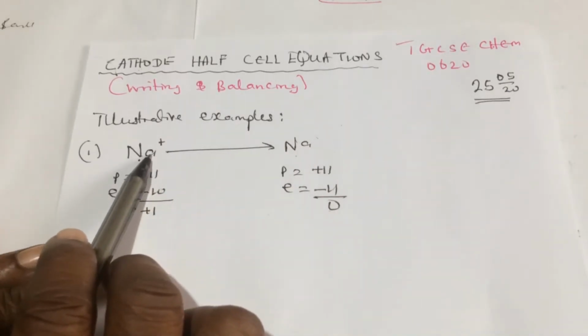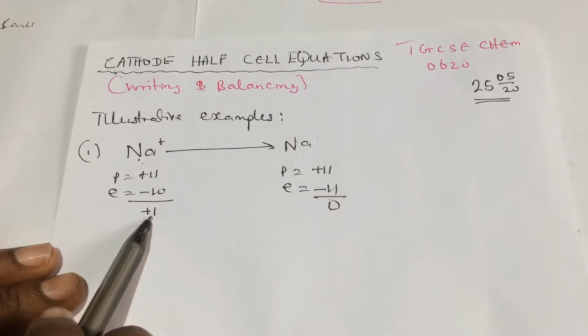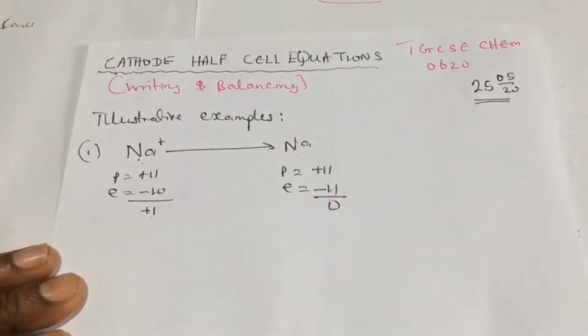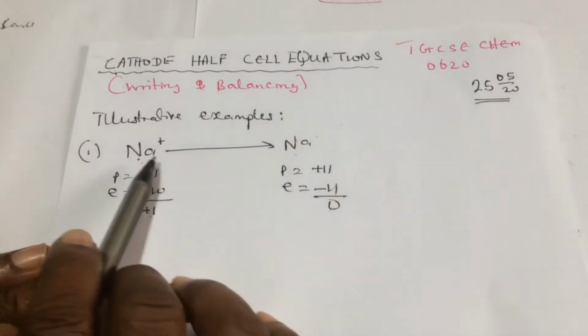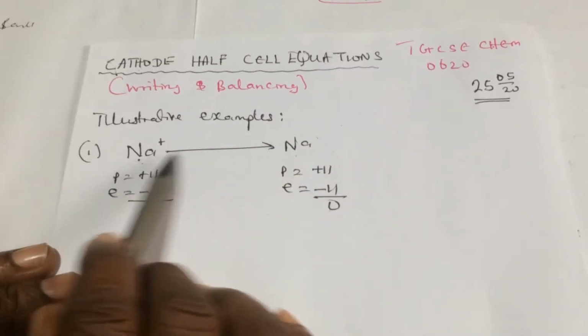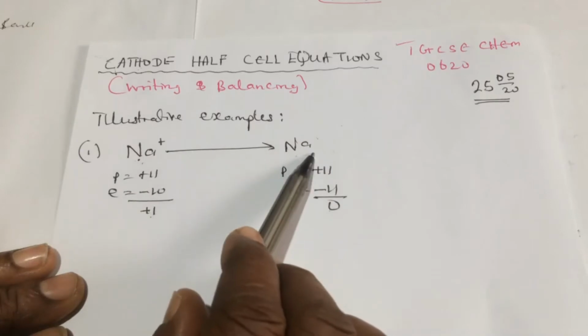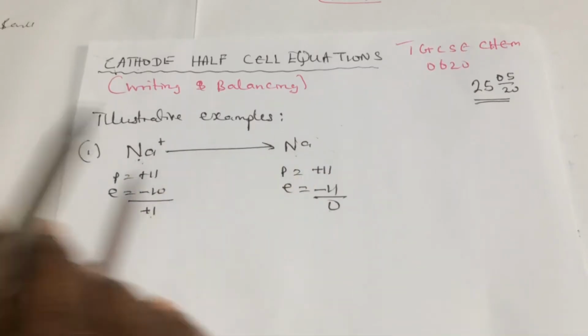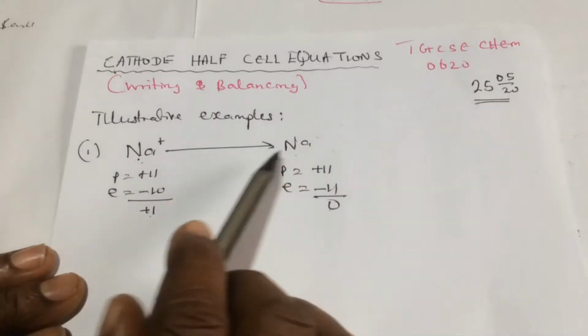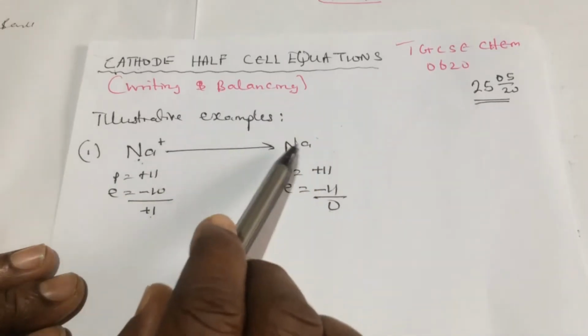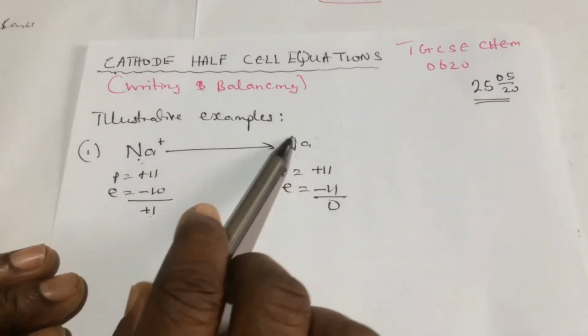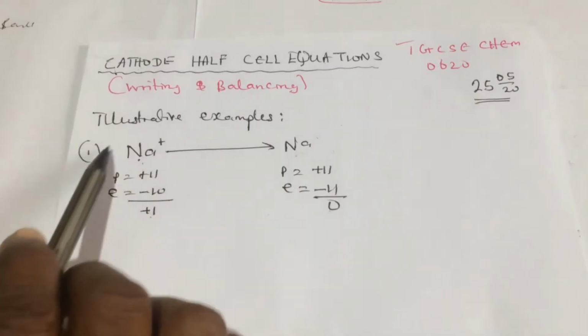This is a charged particle. The net charge here is plus 1, though we don't write 1, we just write the ordinary plus. So these are their charges. Look at the number of atoms of sodium. Sodium here is 1, sodium here is 1, right? Then the charges are not balanced. On the right hand side, the charge is 0, and here the charge is plus 1.